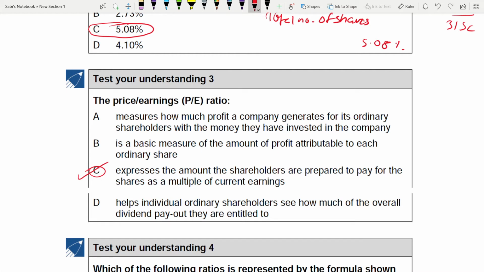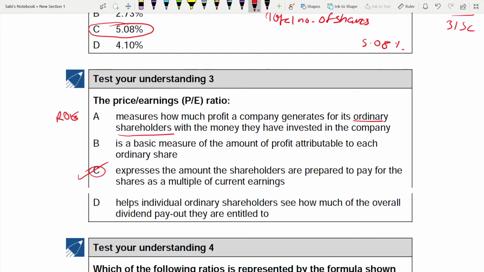Why? Understand. A, what does A measure? A is return on equity. Return on equity measures how much profit a company generates for its ordinary shareholders. This could be return on capital employed also, but the reason it's return on equity is because they have talked about ordinary shareholders. Please, when you're studying, this is for your learning purpose, not for your exam, okay?